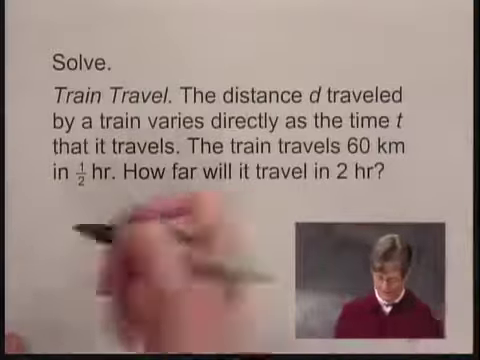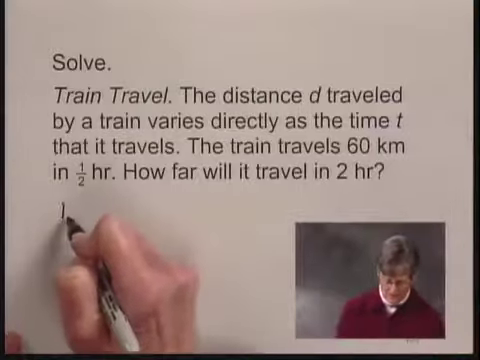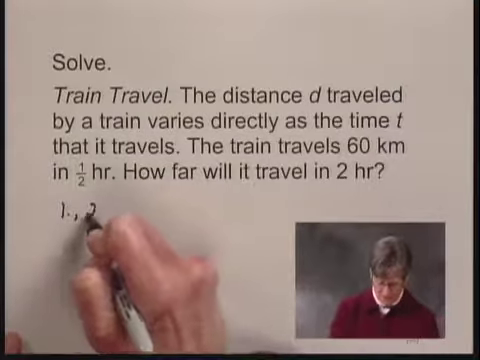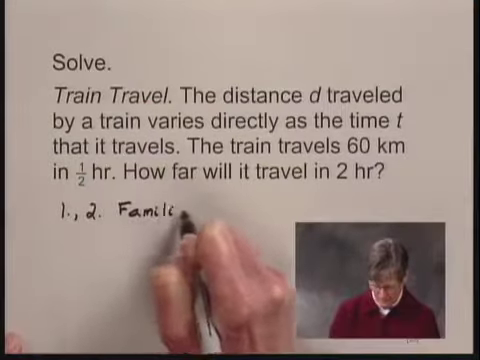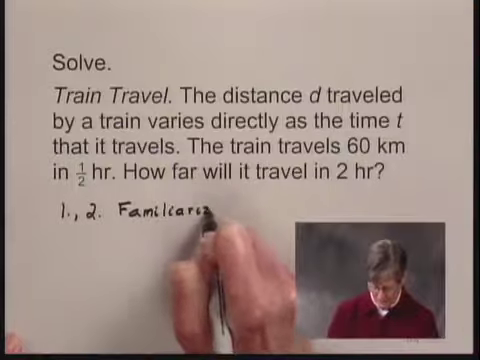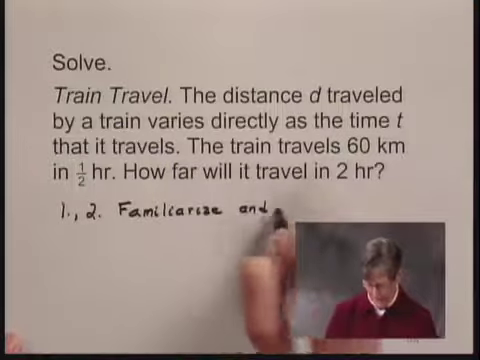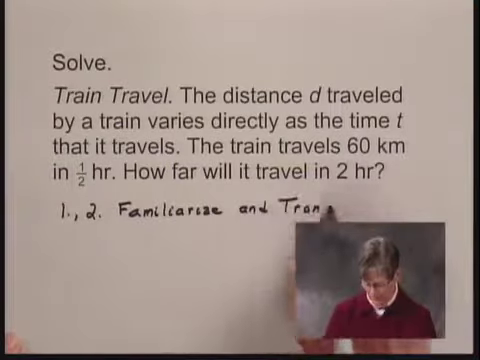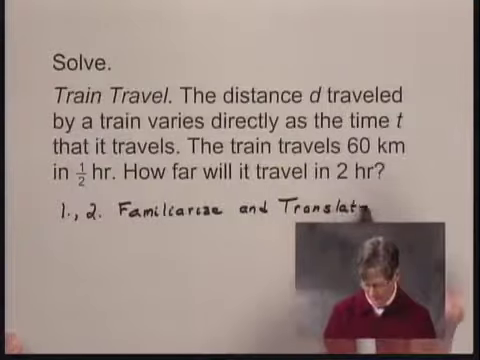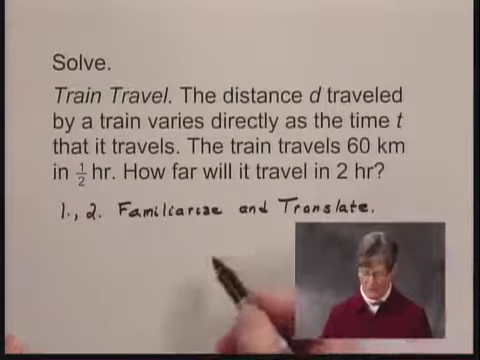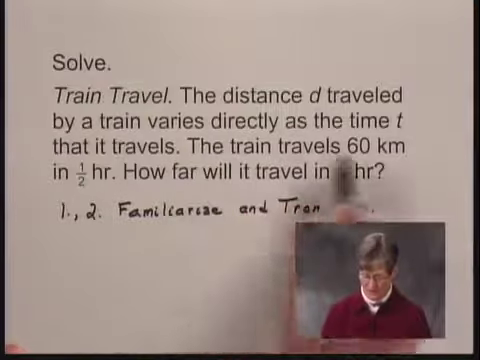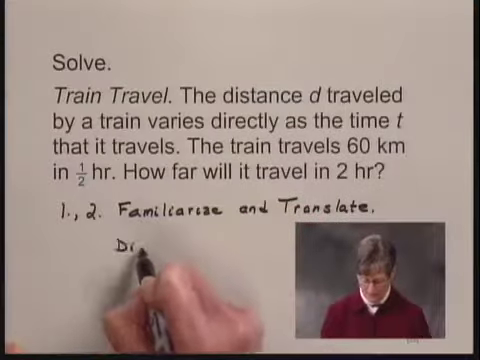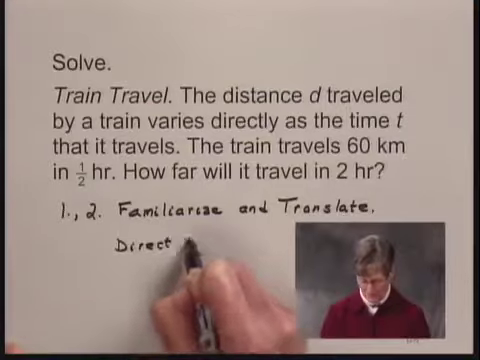Well, let's use the 5-step problem-solving process, and we'll combine steps 1 and 2 for this exercise. This is the familiarize step and the translate step. We can do both of these at the same time for this particular exercise because we're told that we have direct variation. The distance varies directly as the time. So we know that we have direct variation.